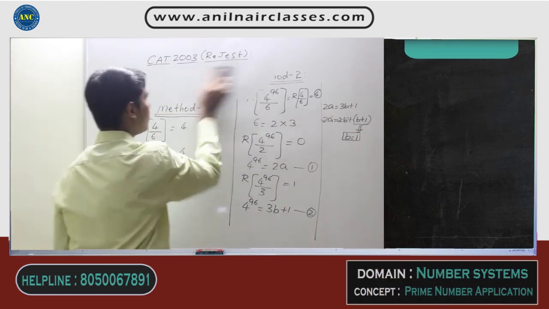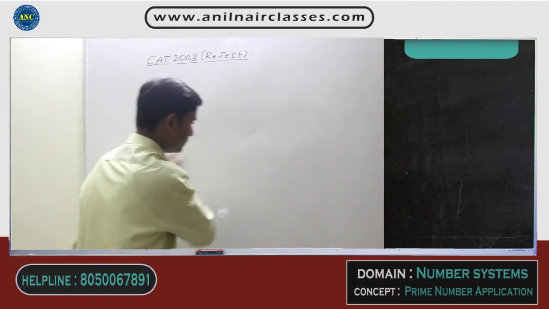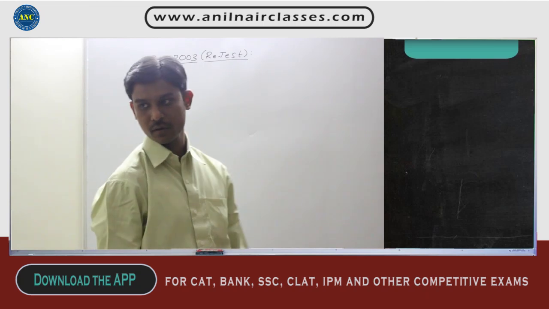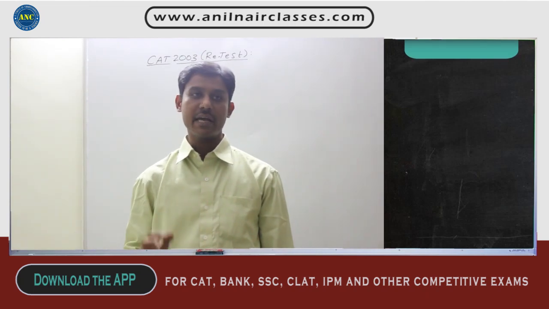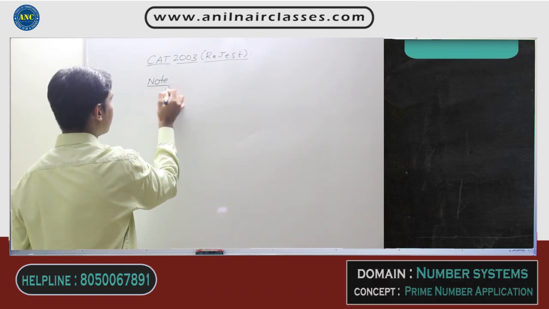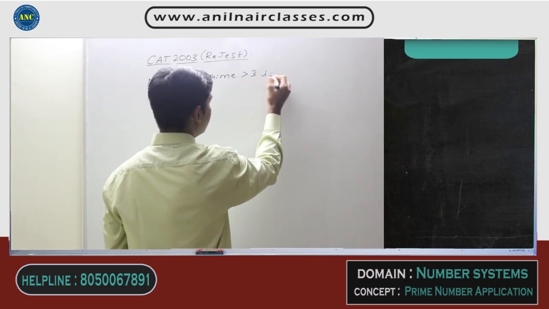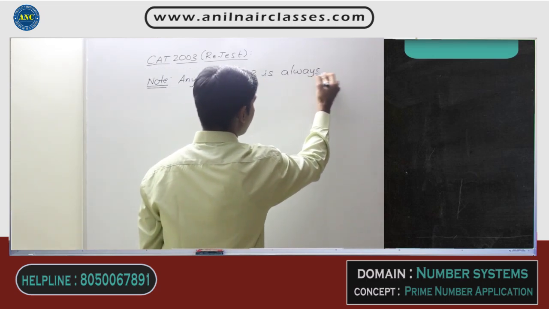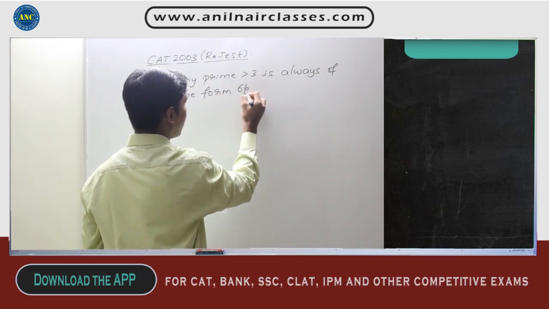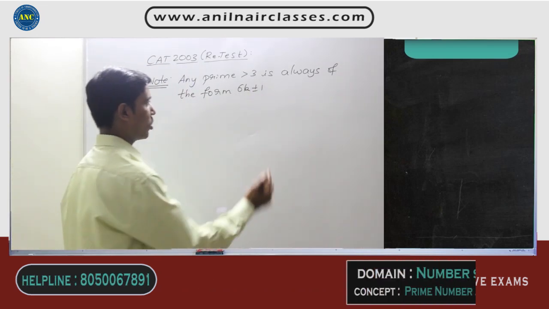Fourth question. Now before solving the fourth question, please write down this point. Any prime number greater than 3 is always of the form 6k plus or minus 1. Any prime number greater than 3, it is always of the form 6k plus or minus 1.